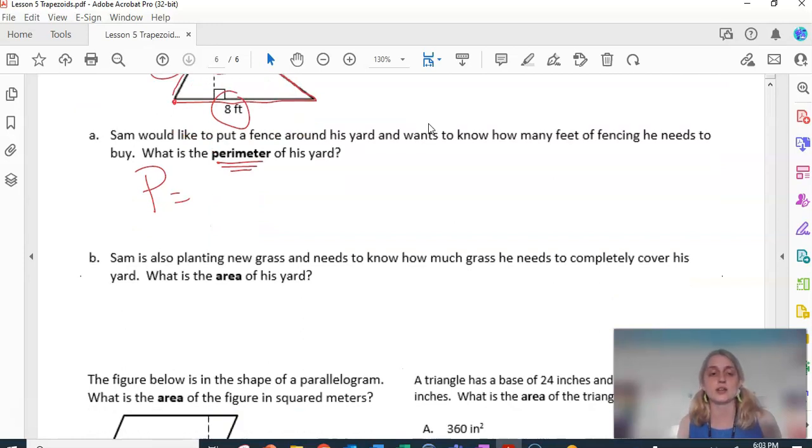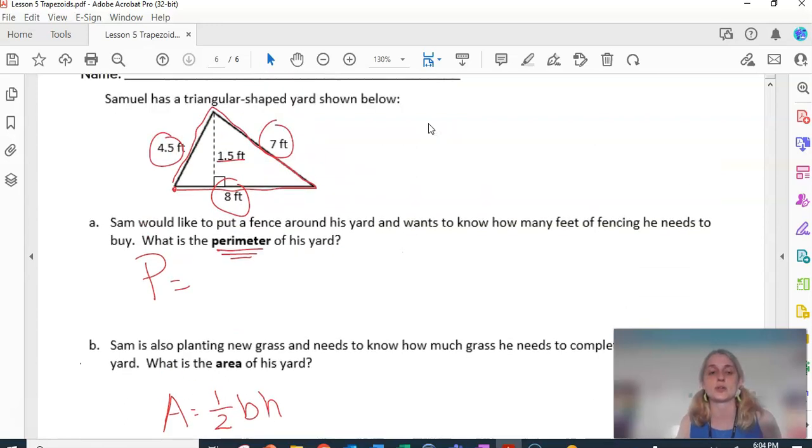B is asking for the area. If you did not bring a star chart home, your area formula is 1/2 base times height. So this is the formula you're going to use. You have to decide which of those numbers, 4.5, 1.5, 7, or 8, is your base, and which one is your height. Remember that your base and your height have to make a right angle.